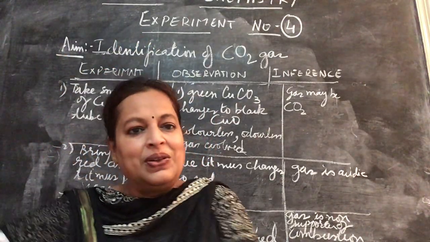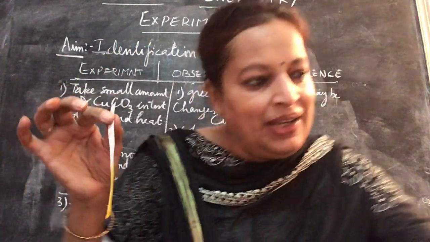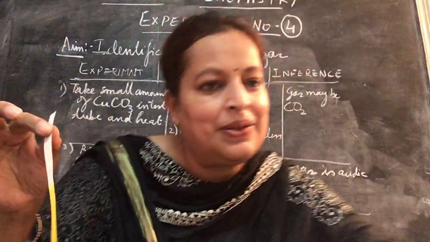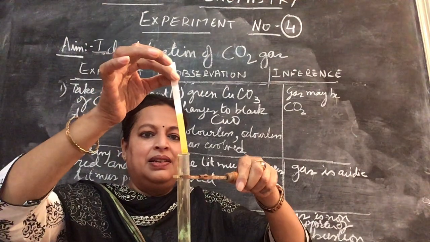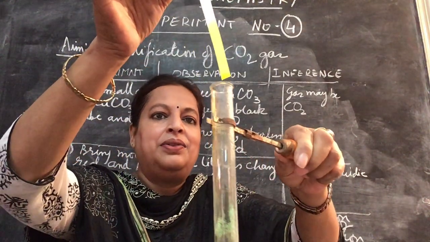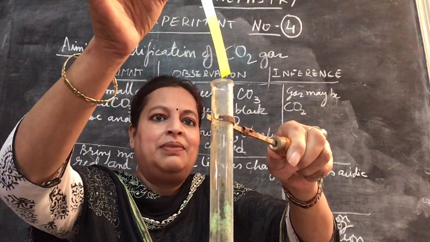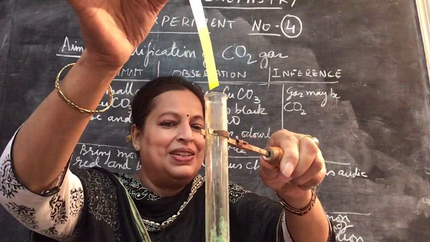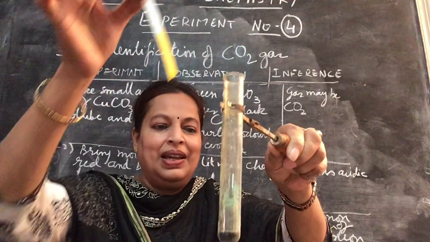Now carbon dioxide does not show any color change of this potassium dichromate. So when I bring it near, I continue to heat it. There's still a lot of carbon dioxide there. You will see there is no change in potassium dichromate, right?